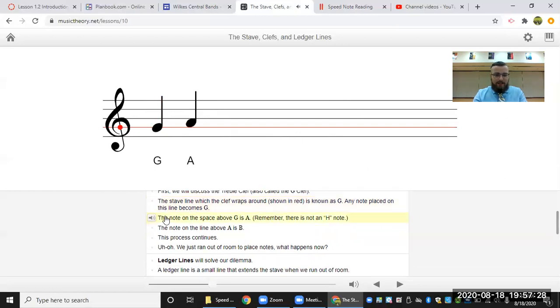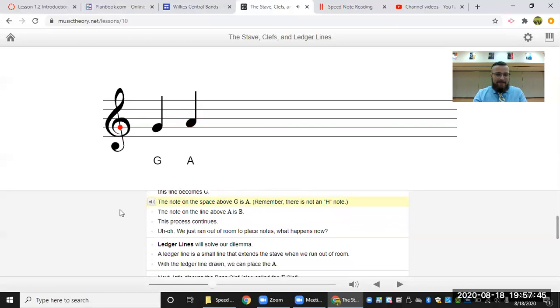Let's keep going. The note on the space above G is called A. You don't have to write all this down as long as you get it, okay? Remember, there is not an H. So yeah, musicians only know their alphabet up to G. We don't know past G. It starts over.